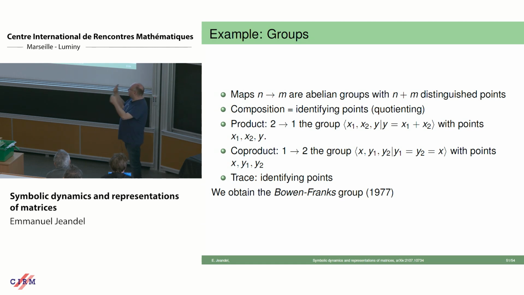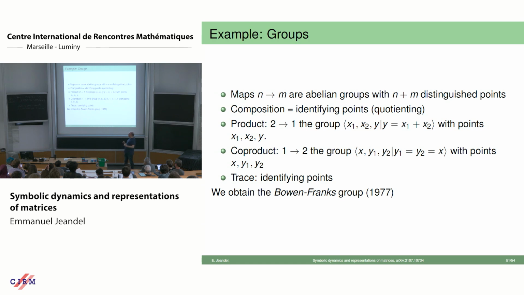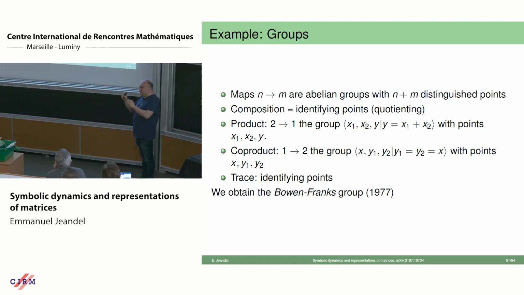I take the copy to be the group that says I have three marked points, but they are all the same, which is exactly the group Z, another way of presenting the group Z. And if I do that, it turns out that what I am associating to something is exactly the Bowen-Franks group. So the Bowen-Franks group can be obtained in this way by looking at what happens for this very strange prop where objects are not matrices but are groups.